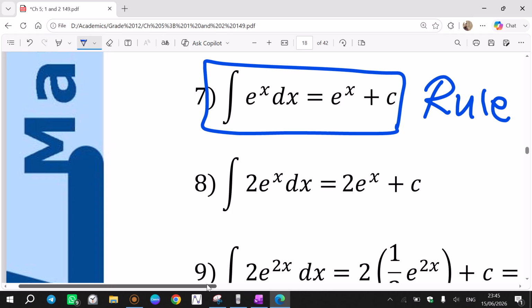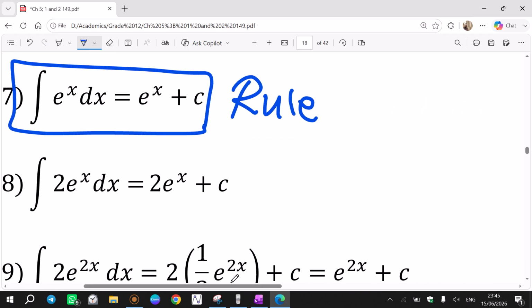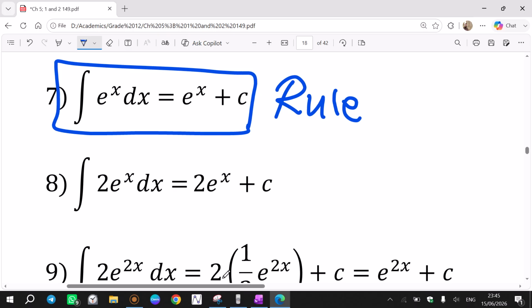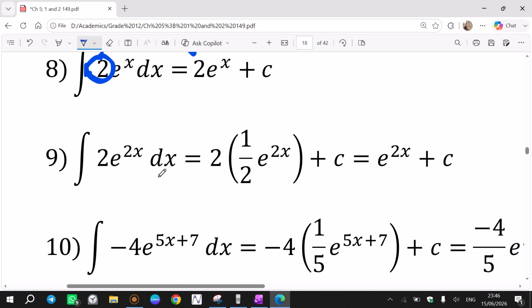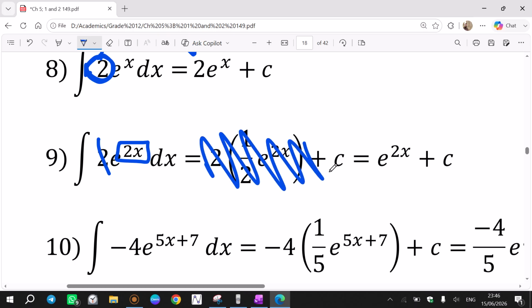Now question 8. For exponential function, the derivative of the power is very important to be available. Now, derivative of this x is just 1. 1 is always available outside. This 2 is constant. The 2 stays the same. Integral of e^x is just e^x plus c. Now look at here. The derivative of the power is 2. Do we have 2 outside? Yes, we have. Then cancel the 2. E power 2x is directly the final answer. So if you follow this note, you can skip this step.